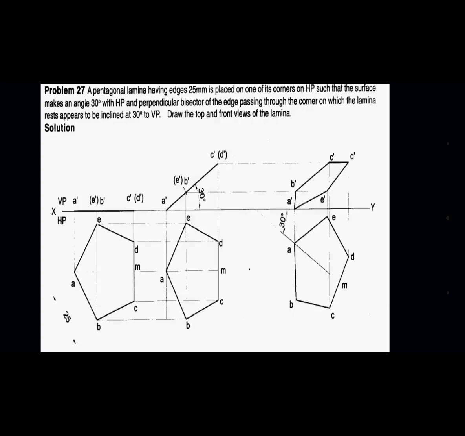A pentagonal lamina having edges 35 mm is placed on one of its corners on HP, such that the surface makes an angle of 30 degrees with HP, and the perpendicular bisector of the edge passing through the corner on which the lamina rests appears to be inclined at 30 degrees to VP. Draw the top and front views of the lamina.